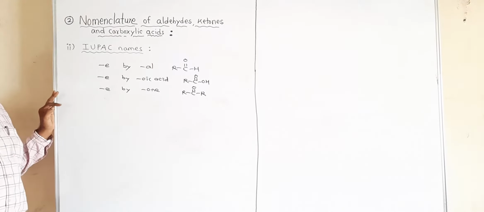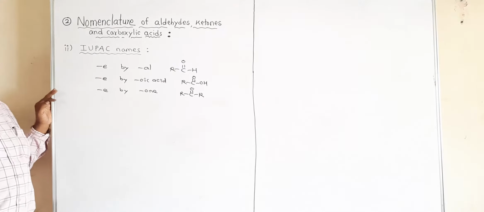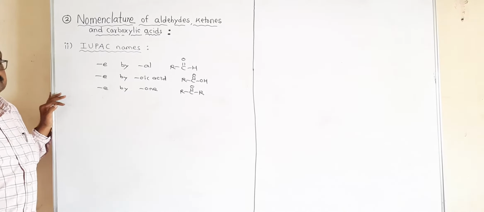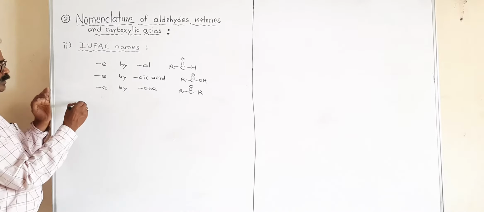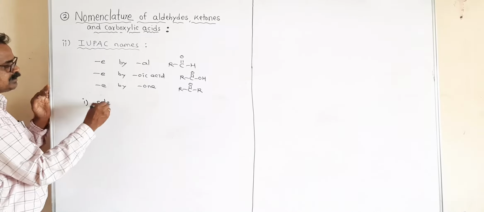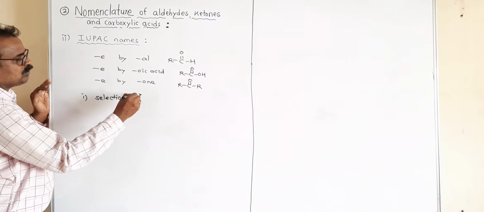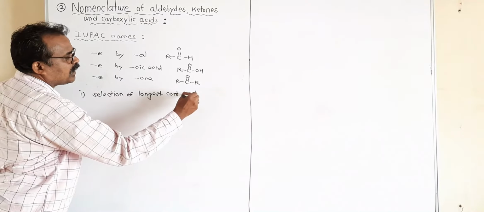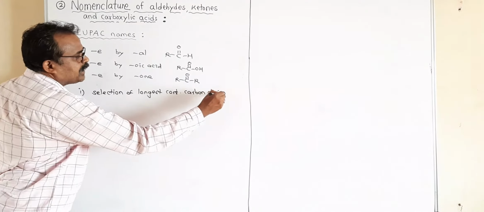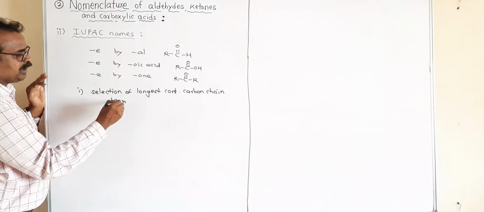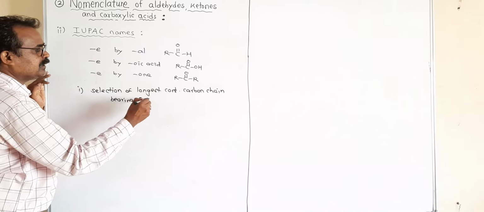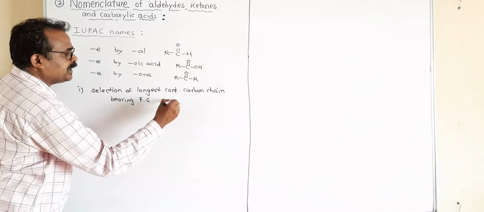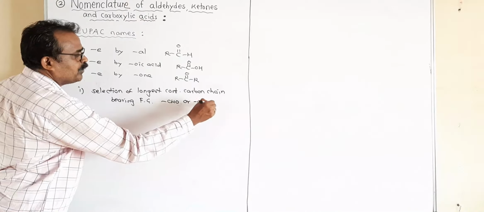If we write the IUPAC names of any organic compound, you always consider two important rules. The first one is the selection of the longest continuous carbon chain bearing the functional group, bearing the aldehydic group or carboxylic group, aldehydic CHO or COOH group.